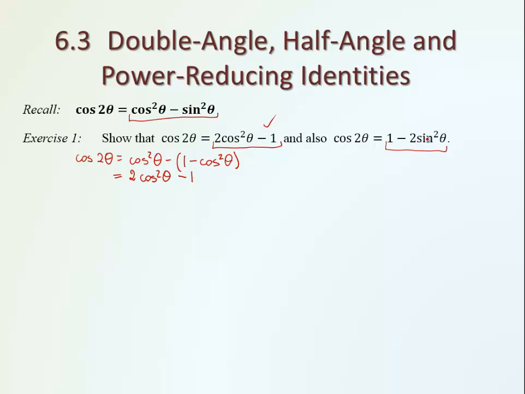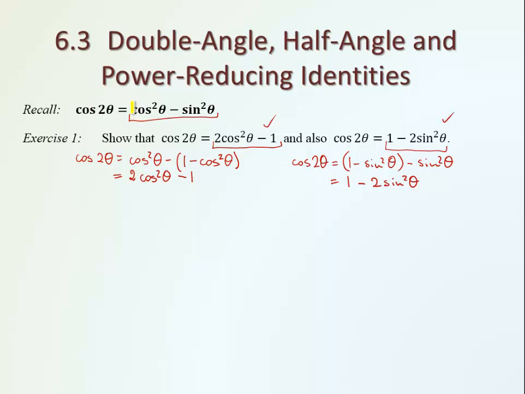Similarly, to prove this version, it's enough to change cosine square in the original version into 1 minus sine square. So let's try it again. Cosine 2 theta is 1 minus sine square theta, that's instead of cosine square, and then minus another sine square theta. So altogether it's 1 minus 2 sine square theta. So yes, this also works.